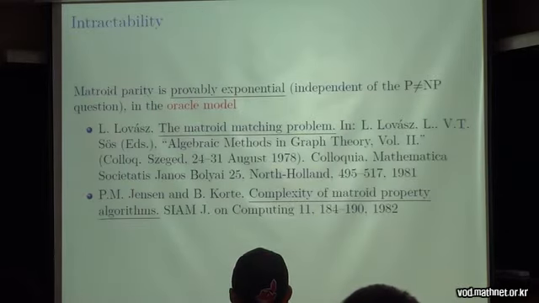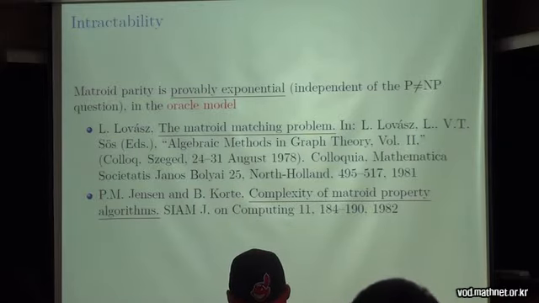Lovász proved that you can't do that in polynomial time in the oracle model of matroids. So if the matroid is given by an oracle, you cannot do it in polynomial time. But if the matroid is given by a matrix with linear independence, you can do it in polynomial time. It's a really kind of beautiful contrast.